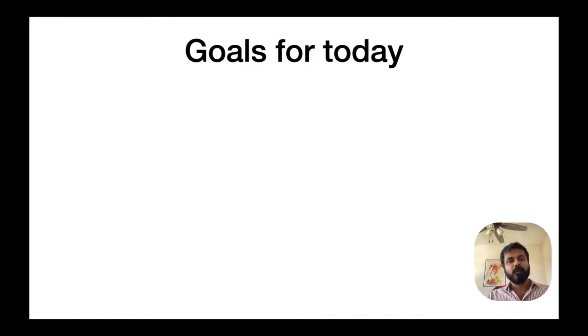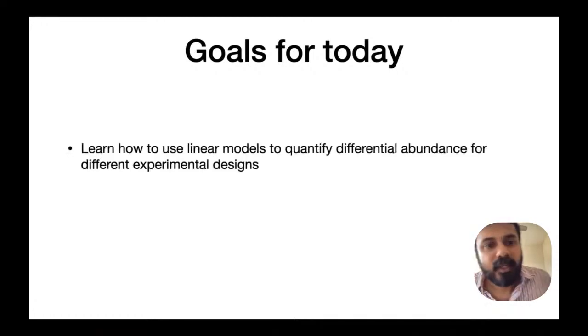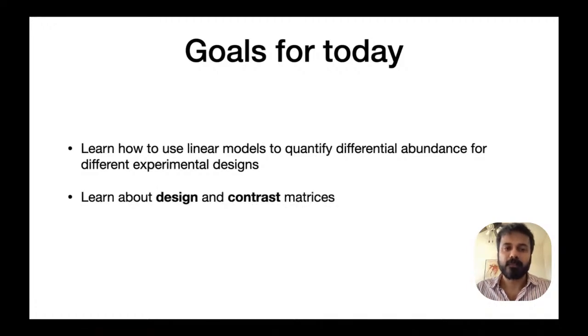Okay, so a few goals for today. One is we're going to try to learn how to use linear models to quantify differential abundance for different experimental designs. We will be using this paper published in the journal F1000 Research, and the link to that is also in the description. And that's a fantastic guide. It's a great paper because it shows you how to apply these linear models to experiments of varying complexity. So we won't cover all the examples provided in the paper, but we'll look at a handful.